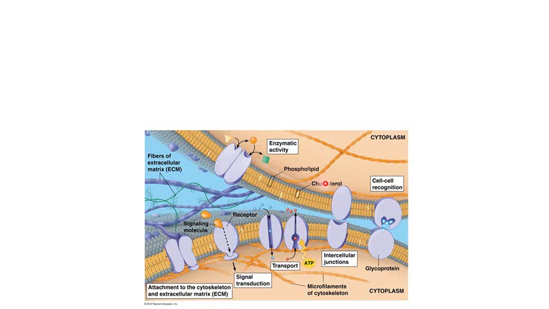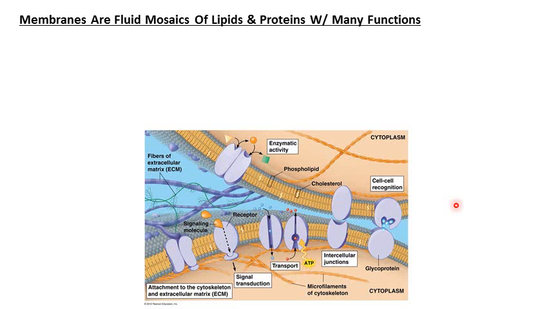Now let's see. So anyway, we're going to be looking at cellular membranes and some of the jobs that they do in terms of allowing certain things in and out of cells. Now, one of the things we mentioned here in the headline is that membranes are fluid mosaics of lipids and proteins with many functions. So we've seen there are many functions to the proteins that are embedded within plasma membranes.